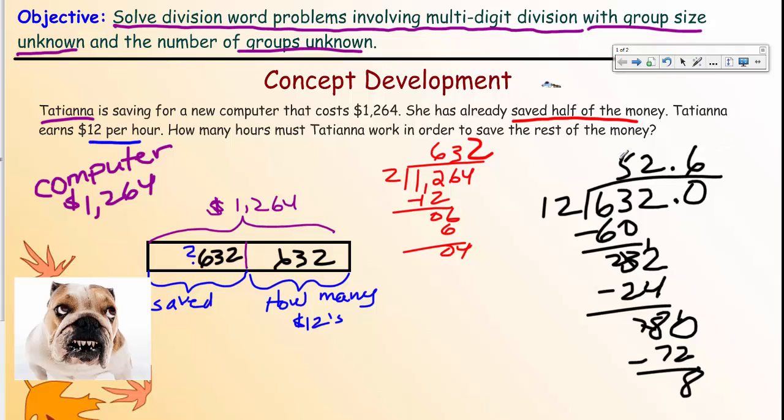So what this represents is she's going to have to work 52 hours, and if this was 5, it would be 0.5. So she'd actually have to work 52 and about a half hours to be able to pay for the other part of that computer. Wow, pretty pricey, huh? That's a lot of hours. Probably take her, well, I don't know, if she's working 15 hours a week, she could probably do that pretty quickly. Okay, sounds like fun.